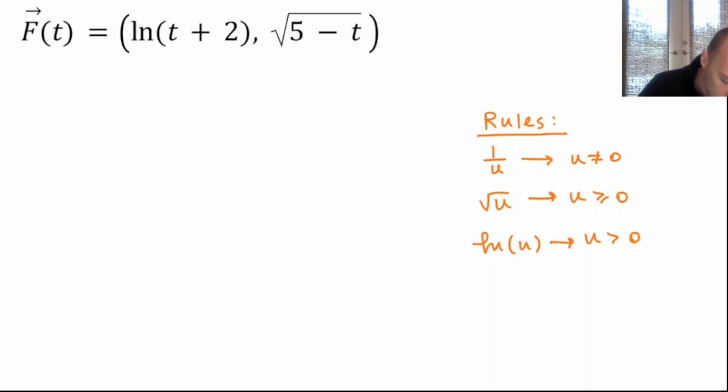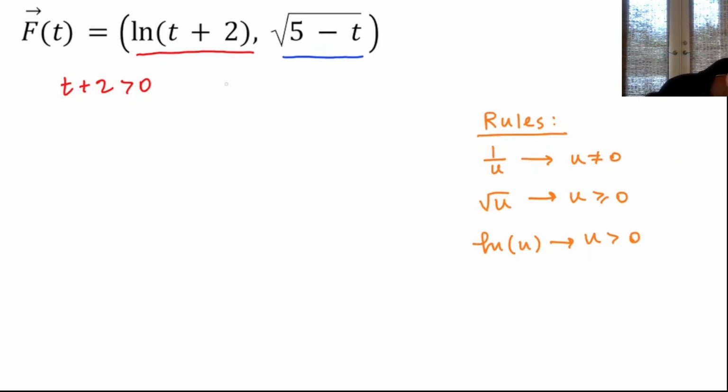Let's take this one component at a time. For log of t plus 2, I know that the inside, t plus 2, needs to be positive. So t plus 2 needs to be greater than 0. But then I'm also going to look at this 5 minus t over here. That's inside of a square root, so 5 minus t needs to be greater than or equal to 0.